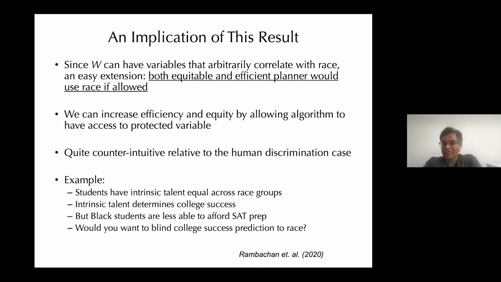But Black students are less able to afford SAT prep. You're trying to, based on the SAT, make some predictions. Would you want to blind college success prediction to race? No, because two students who get a good SAT score, one of whom is Black, one of whom is white, the 1300 for Blacks has a lot more signal than for whites because they didn't have SAT prep available. So we know this, that the slope on the disadvantaged group should be very different, even in the simplest models. So this is just a very straightforward implication.